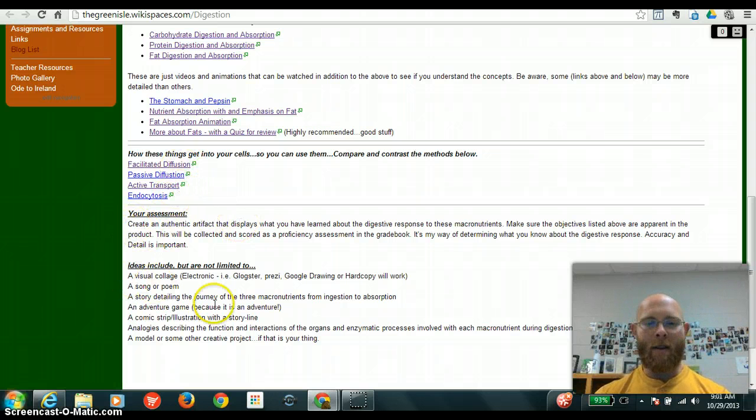Again, some of the things you can do: you can create a visual collage, song or poem, story. I need to add this, but some of the kids were like, could we create like a review game or a test with answer keys? Yeah, I mean, great, whatever. Because my goal is I want to see what you know. I want to know that you can take this information and generate your own understanding from it. Put it in the words that you could give to your classmates and they would understand what's going on.